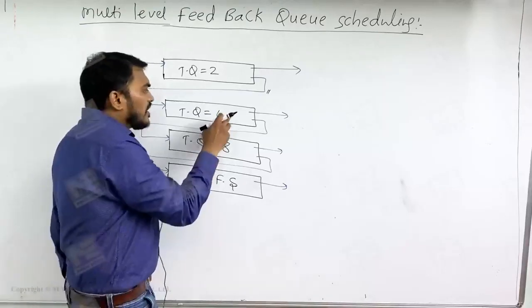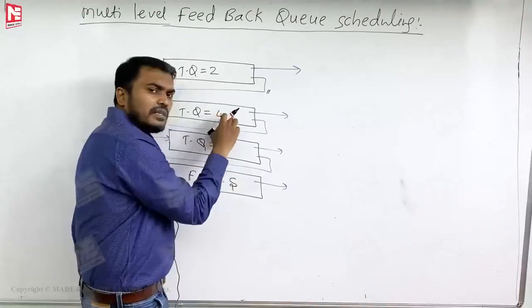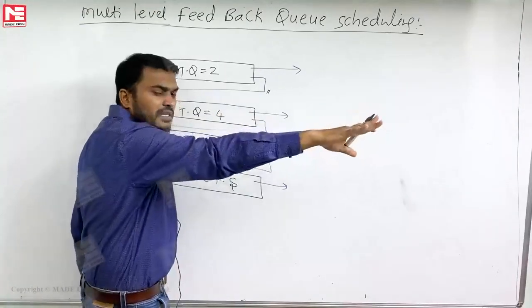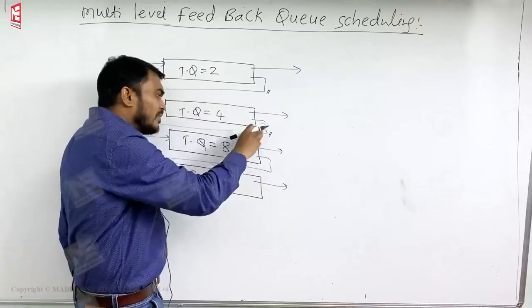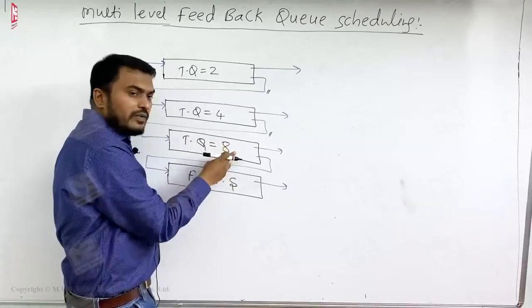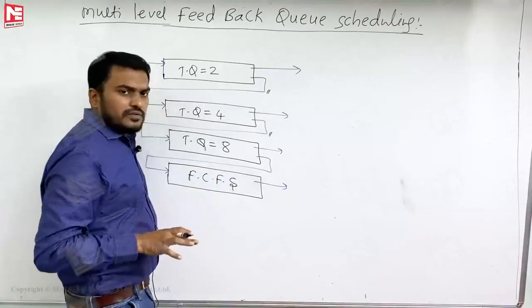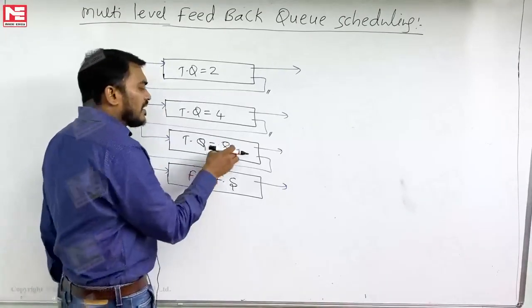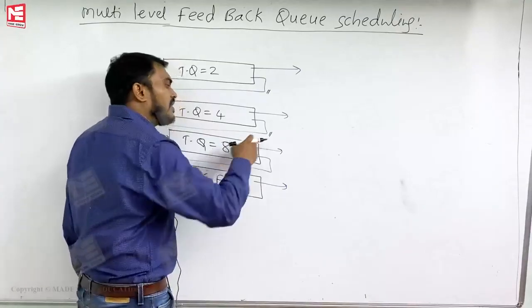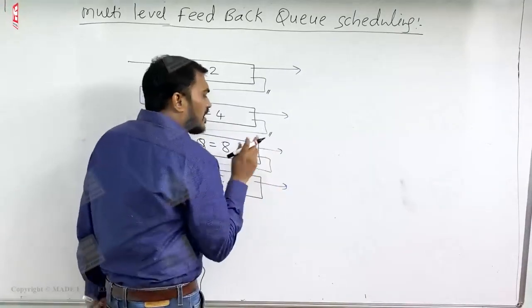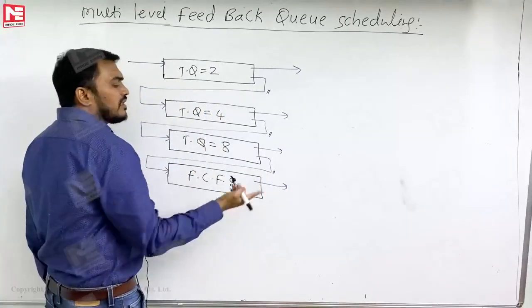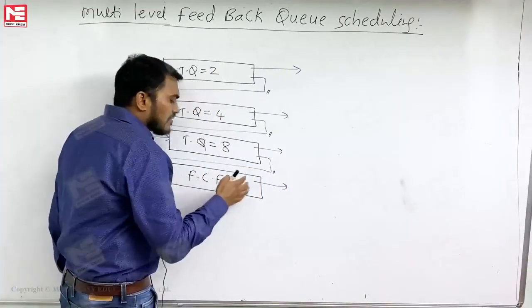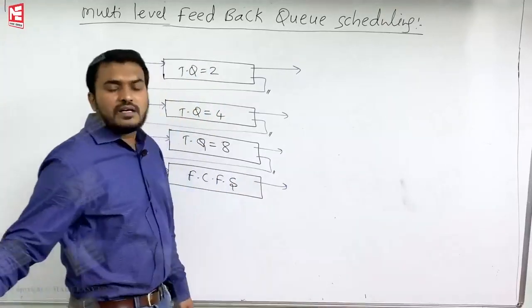Here it will execute for time quantum 4. If it completes the execution, it goes to the termination state. Otherwise, it will be interrupted again and placed in the next level ready queue with time quantum 8. If it completes there, it goes to termination. If it still does not complete, it will be interrupted again and placed in the next level ready queue with the remaining burst time. In the last queue we use the FCFS algorithm, and it will definitely complete the execution.